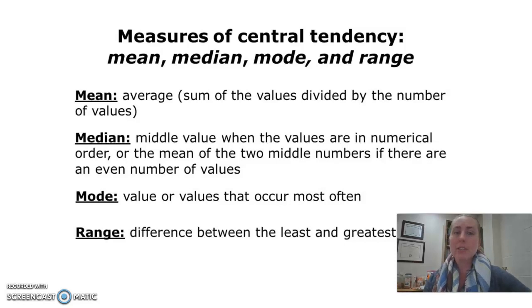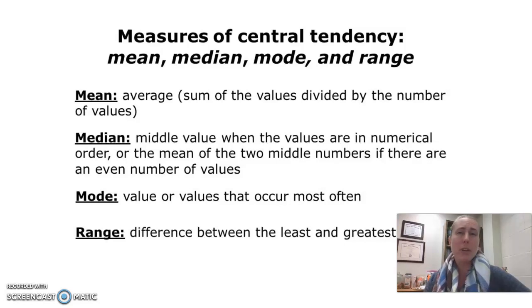To calculate these measures of center, the mean is the average. It's written x bar, or sometimes with the Greek letter mu, and it's the sum of all the values divided by the number of values. So add them all up, divide by the number of numbers, and that is your mean. That is your average, that is your x bar.